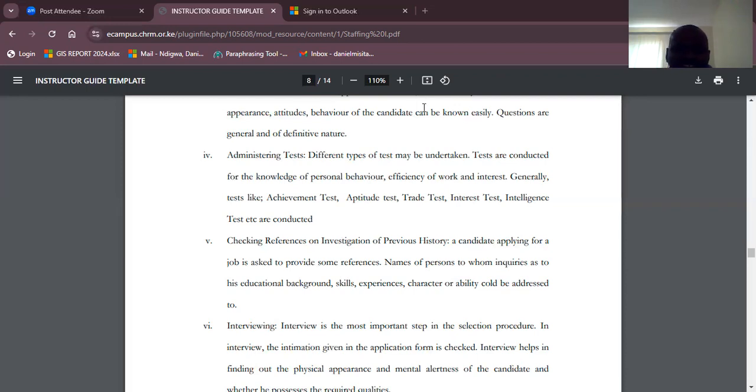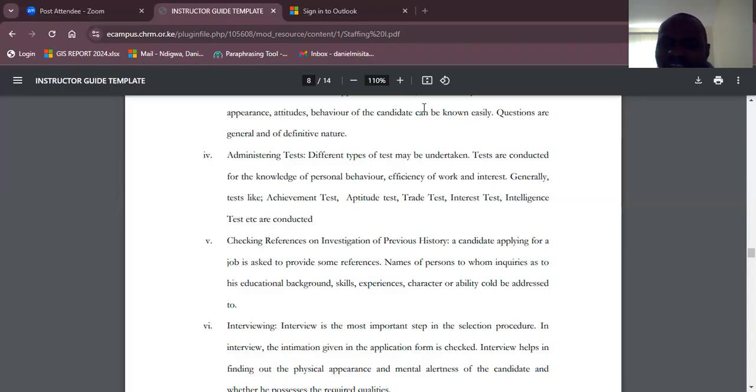Then, checking references and investigation of previous history. That one is okay. You're doing background checks for potential employees, including educational backgrounds, so that you don't get people who never went to that school, yet they have certificates for that school from River Road. So it is always important to do educational background checks, so that when somebody says he or she has a master's degree, you make sure you go to that university. And nowadays you just enter the serial number and you can get the student's details there.